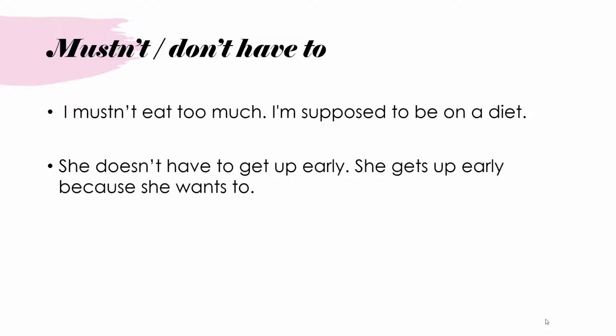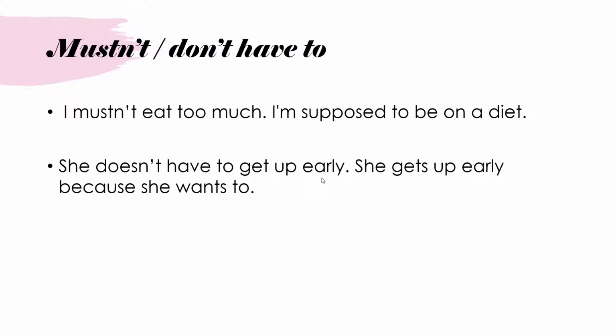Let's read the examples now. I mustn't eat too much. I'm supposed to be on a diet. Okay, so that is prohibited. I mustn't eat too much. And the second one is she doesn't have to get up early. She gets up early because she wants to.